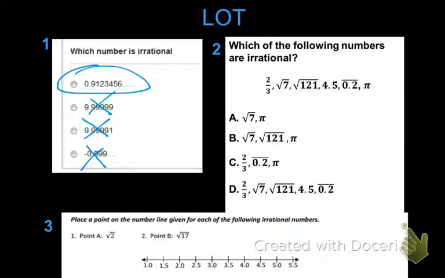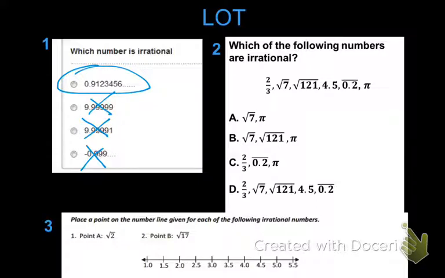I know it's irrational because the numbers appear with that dot dot dot at the end, appear to go on and on without repeating, so there's not going to be a decimal equivalent for that. In number 2, which of the following are irrational again?